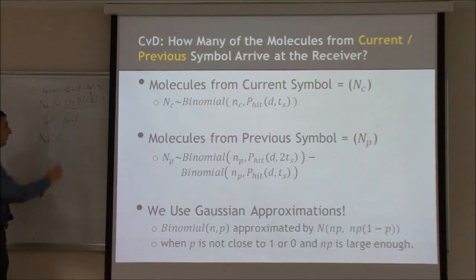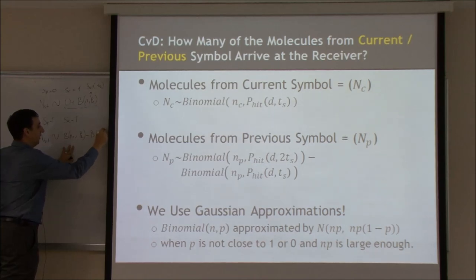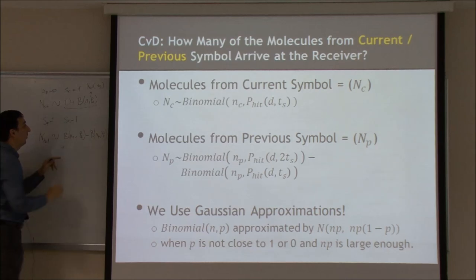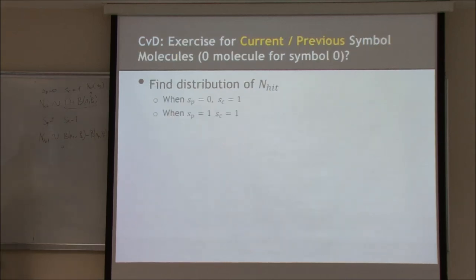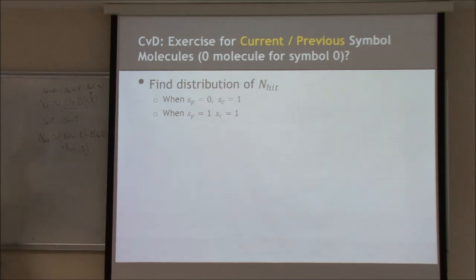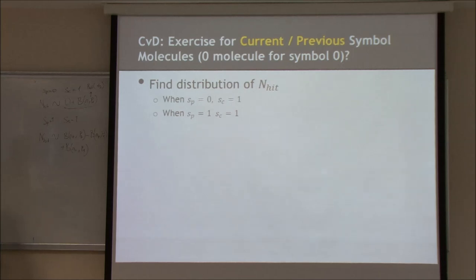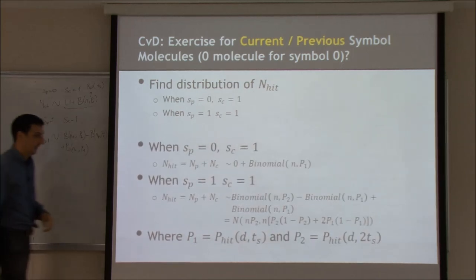Subtracting two binomials: binomial N, P2, let's say, minus binomial N, P1, plus from the current one, binomial N, P1. So if we use Gaussian approximations, we end with this case.